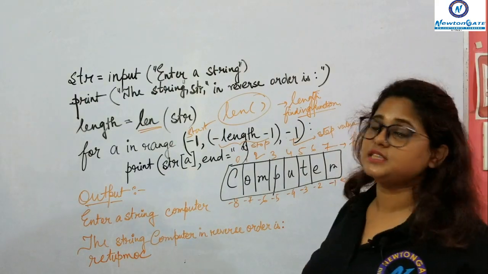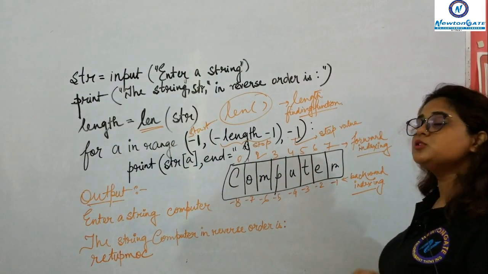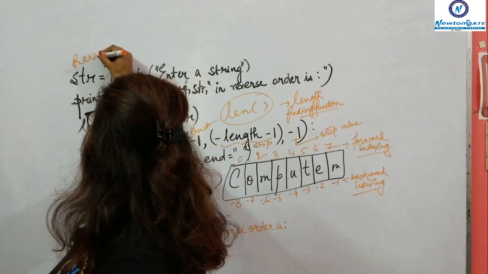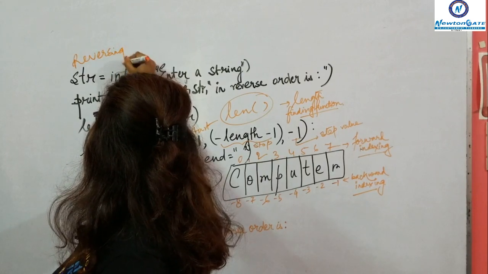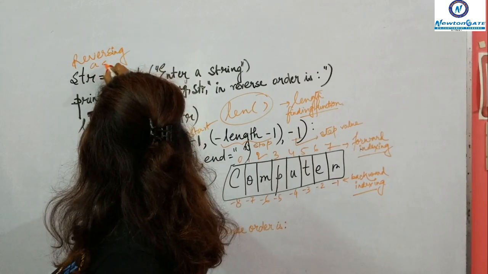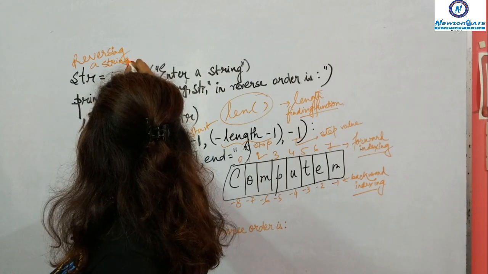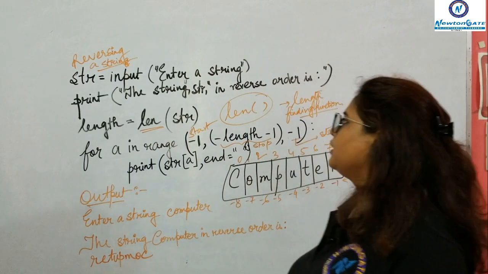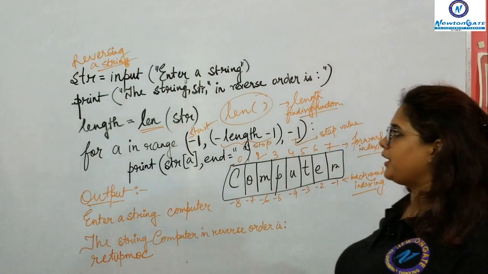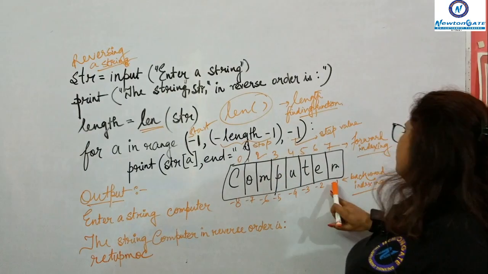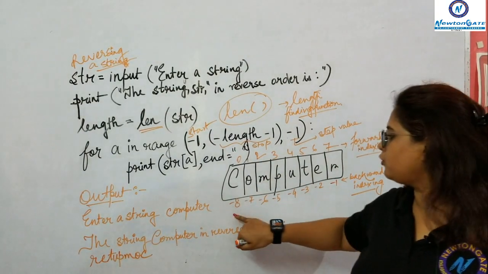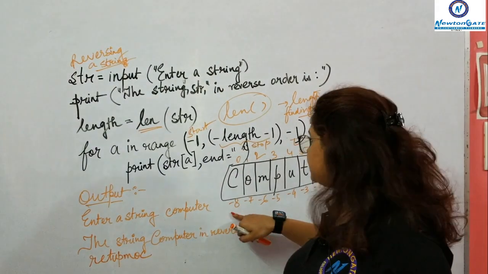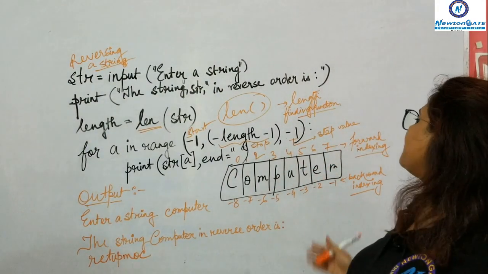So we have to write the start value, that is -1 in this case, because we want to reverse our string. The program says we need to reverse our string. So as we have to reverse our string, we have to start from -1. Then we have to go up to length. Length -1 means up to -8, and it will be reduced by 1.